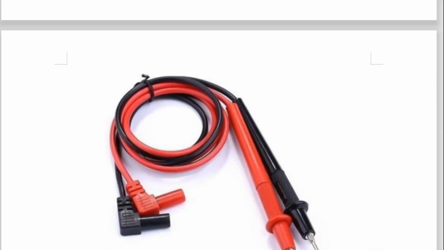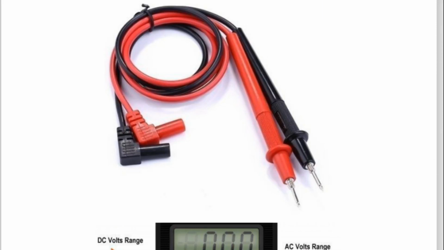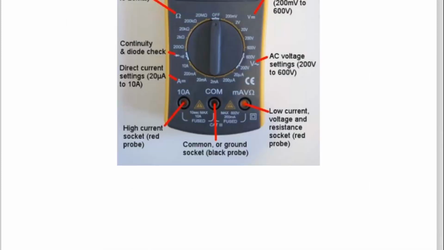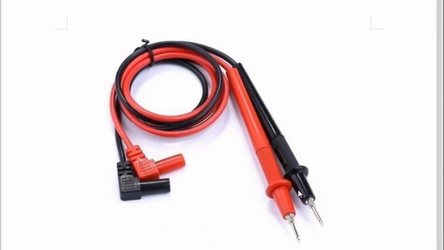And now I am going to show you this probe which is used for the measurement of all parameters, voltage, AC or DC, resistance. So this is red and this is black. Here this red one will be connected where? This red probe is connected over here, and the black probe will be connected over here. And you will have two probes in your hand, one is red and another is black.